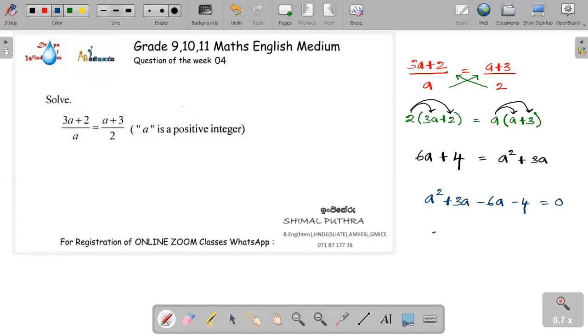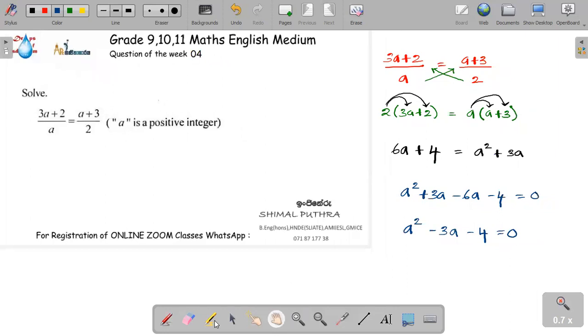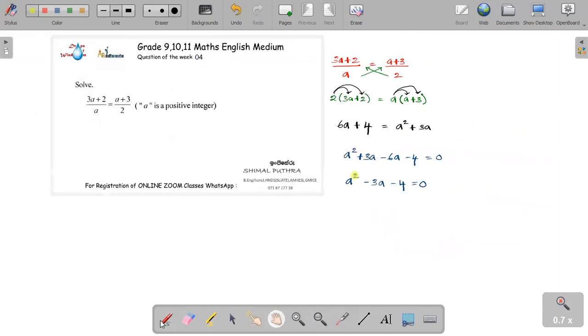So that means you can write a squared, 3a minus 6a means minus 3a, minus 4 is equal to 0. We found a quadratic equation. The power is 2. If the maximum power in the equation is 2, definitely there should be 2 answers. Based on the maximum power in the equation, we can say how many answers there are. In this question, there should be 2 answers.